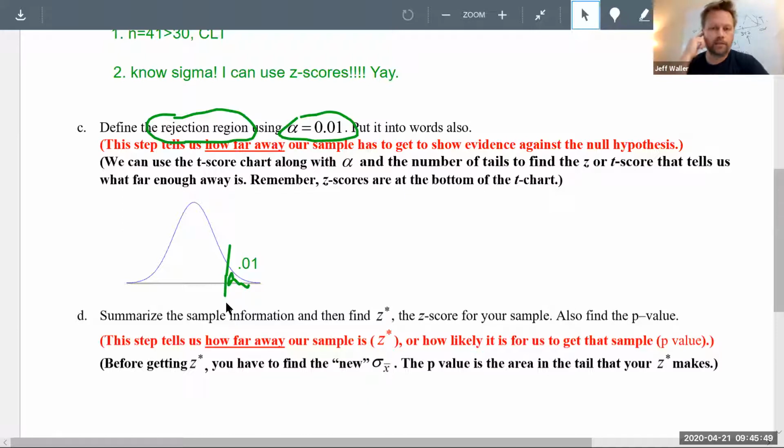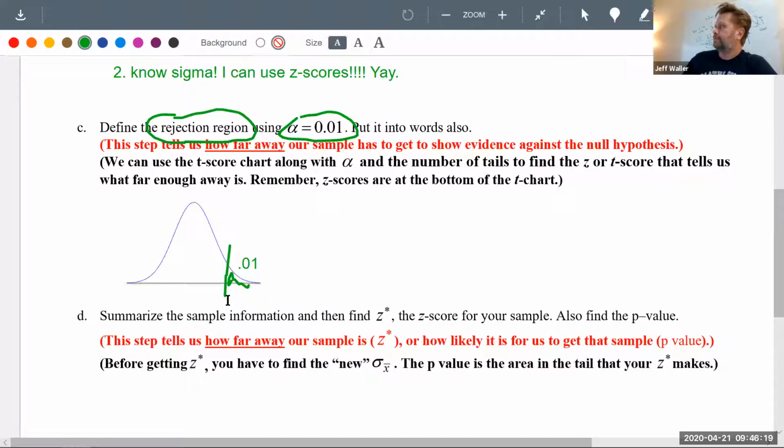So I told you guys back when we learned what unusual was, I said later in the course, we're going to change the definition. We're going to change the definition of unusual depending on the situation we're in. So in this situation, alpha equal 0.01 tells me where unusual starts. And where does unusual start? 2.326.